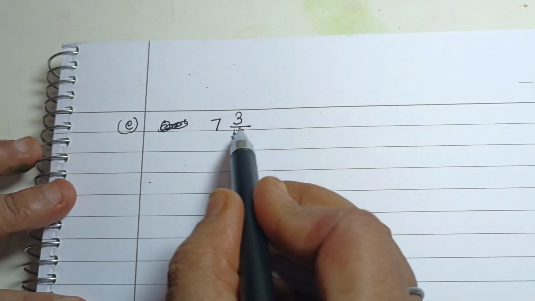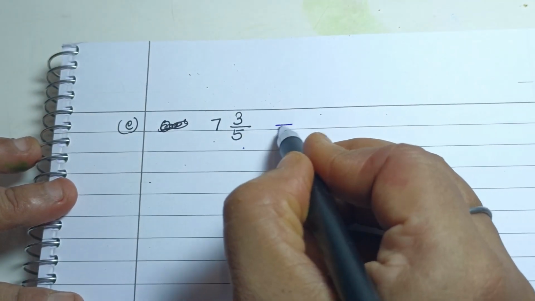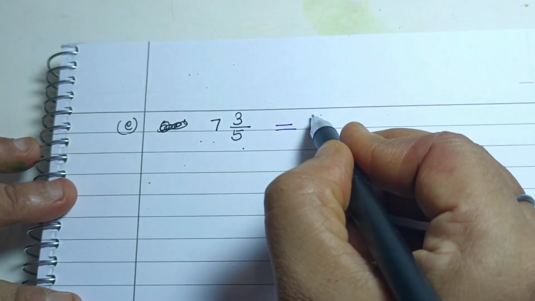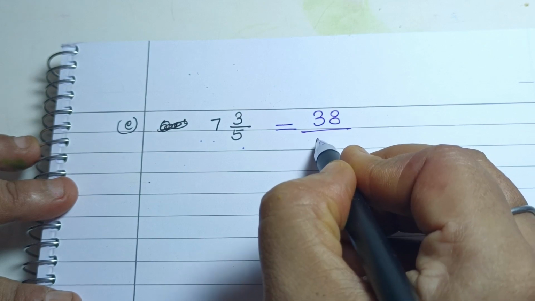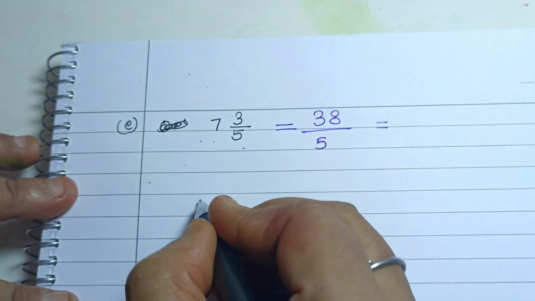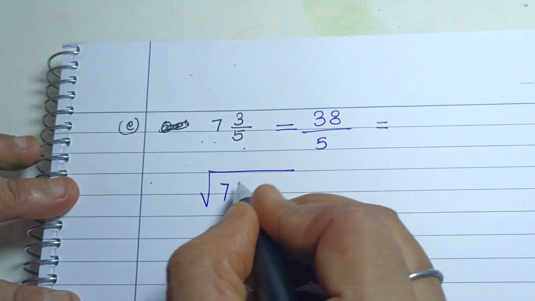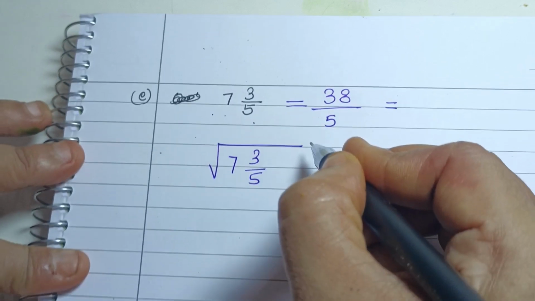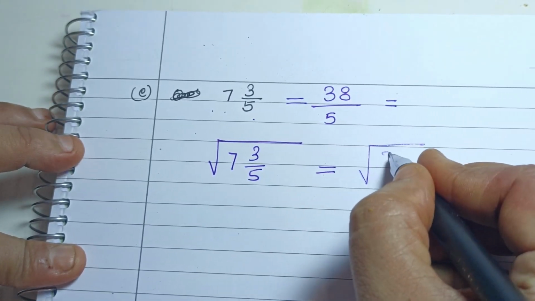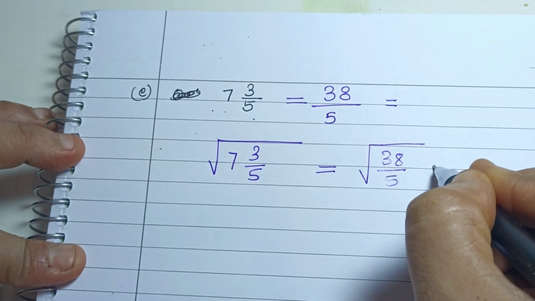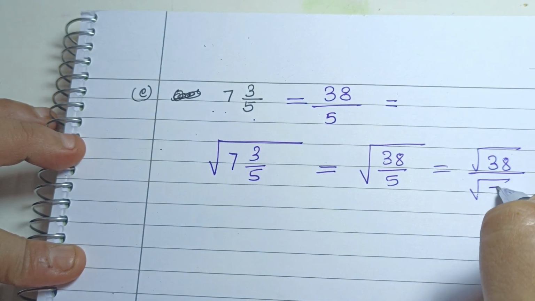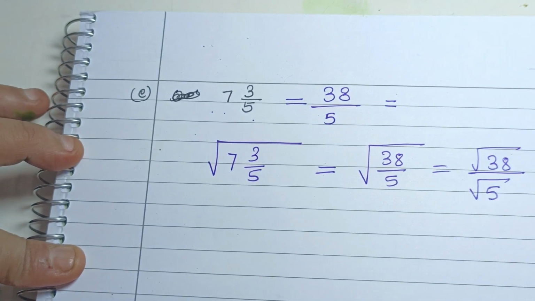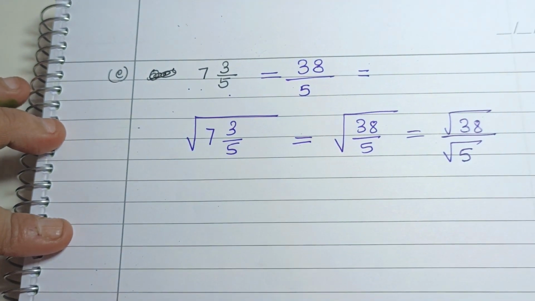It is 7 whole 3 by 5. There are two ways. First of all, change it into an improper fraction. That will come 38 upon 5. Then suppose it is said to find out the square root of this, right? So you find out the square root of 38 upon 5. Individually find out the square root of 38, square root of 5, and then divide. You will get the correct answer.